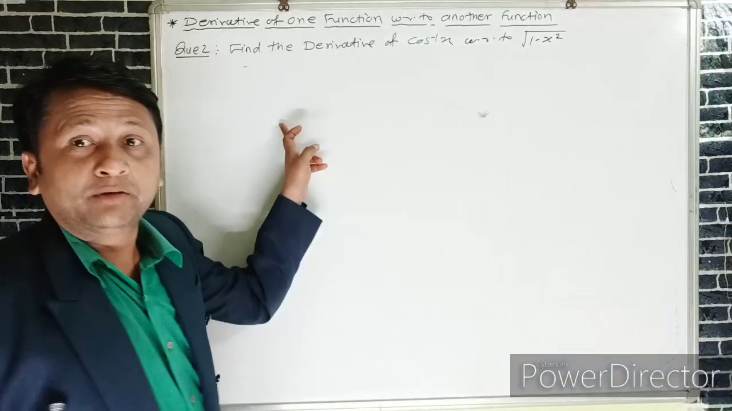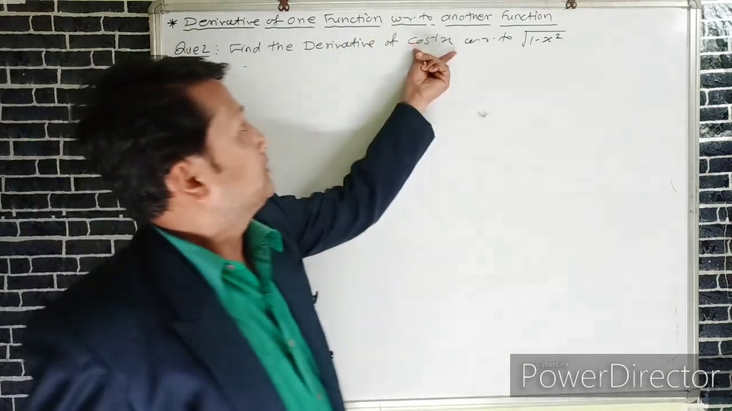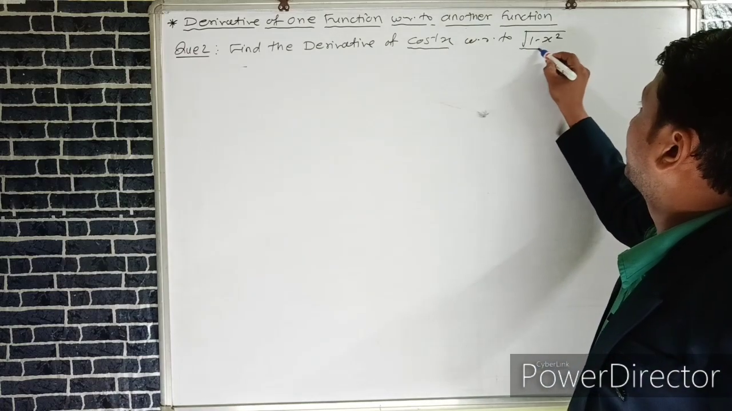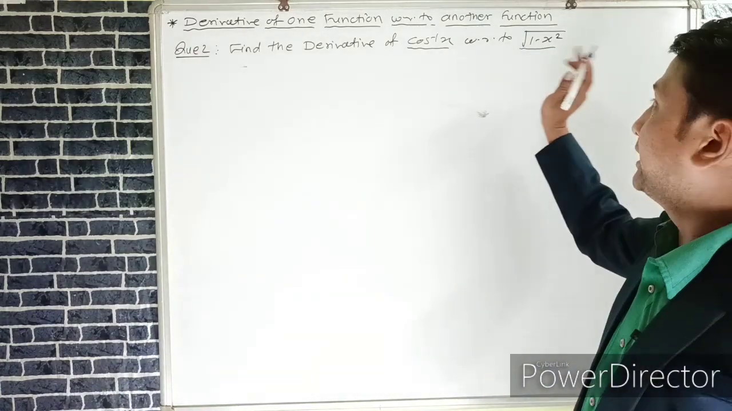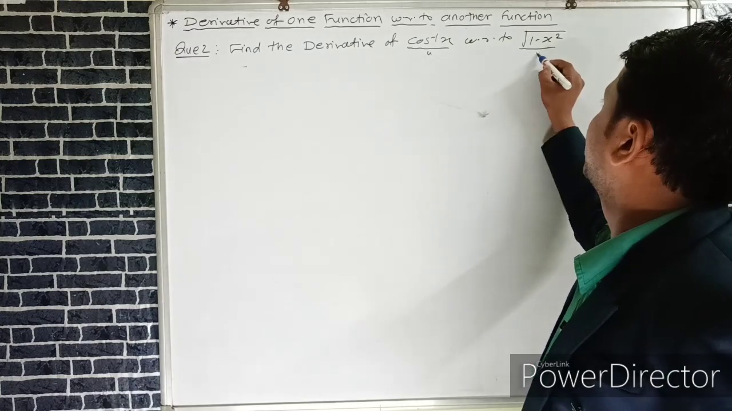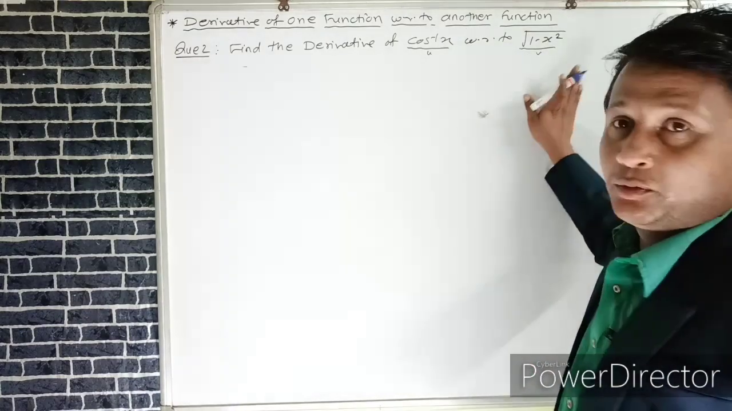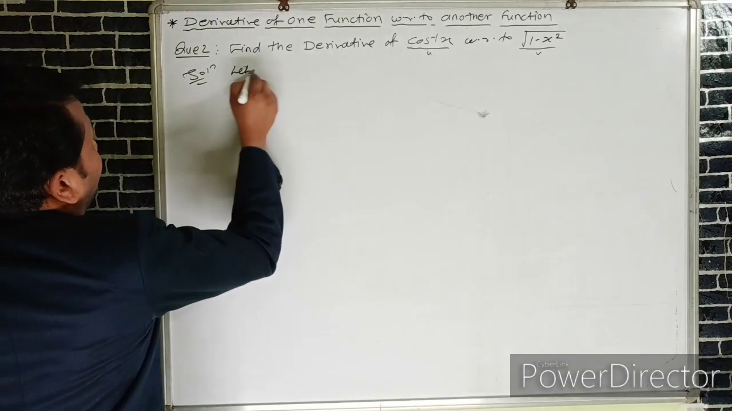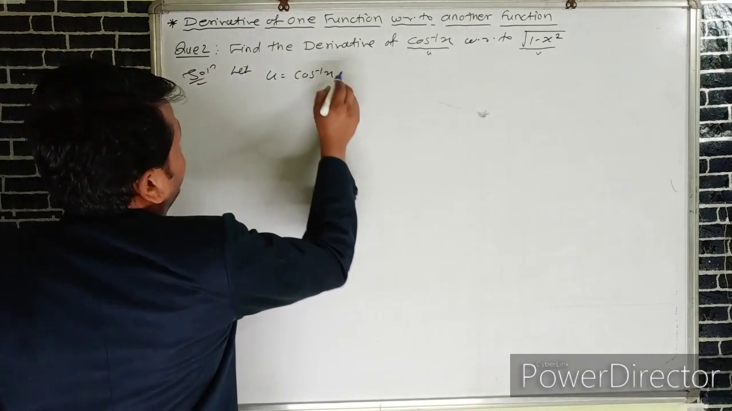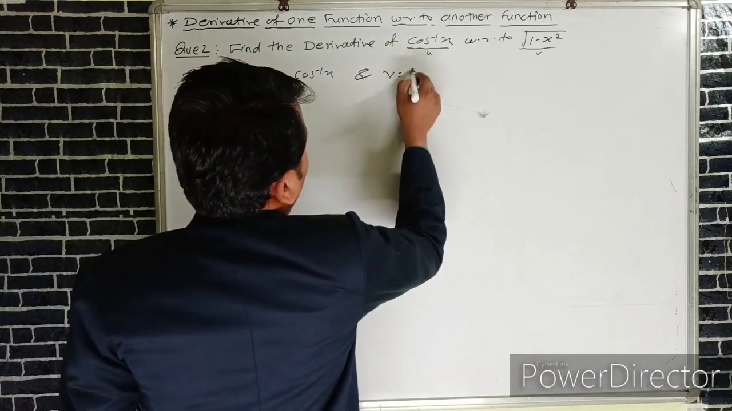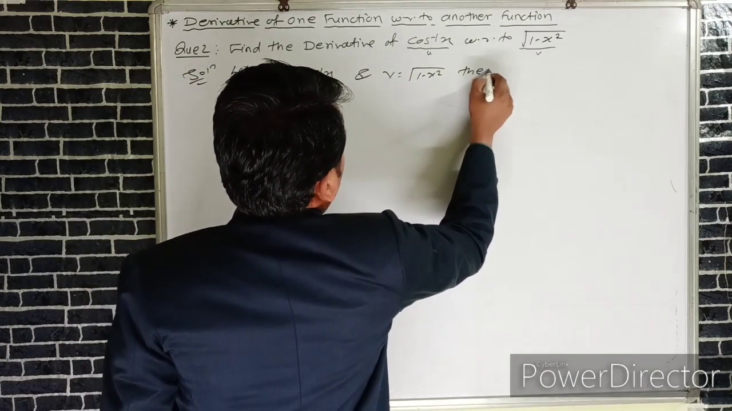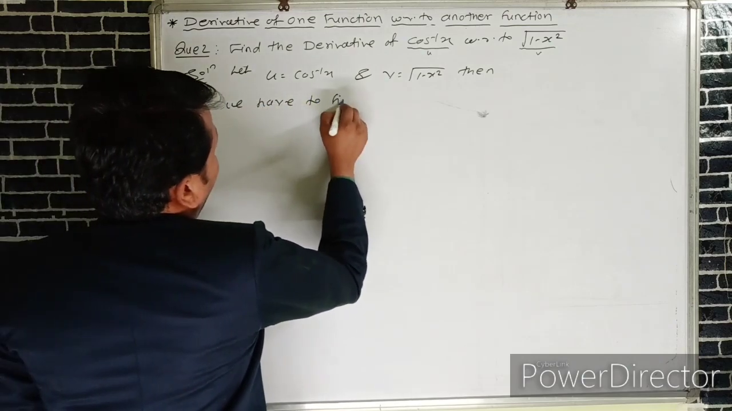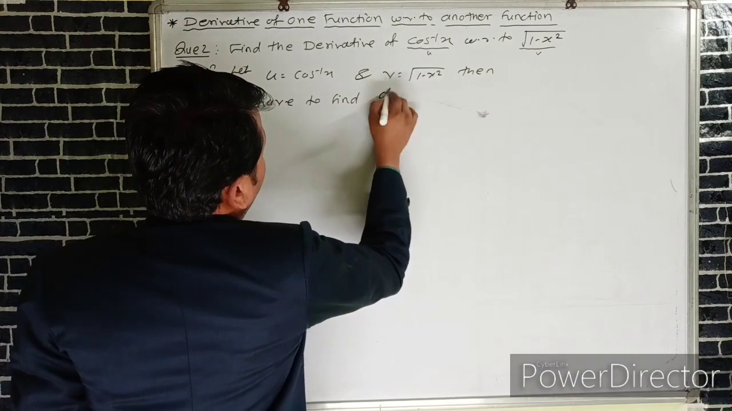In this case, again we have to find the derivative of one function, which is cos inverse x, with respect to another function, which is under root of 1 minus x square. Let us consider that the first function is u and the second function is v. We have to find du upon dv. First we consider that u is equal to cos inverse x and v is equal to under root of 1 minus x square. Then it is clear that we have to find du upon dv.